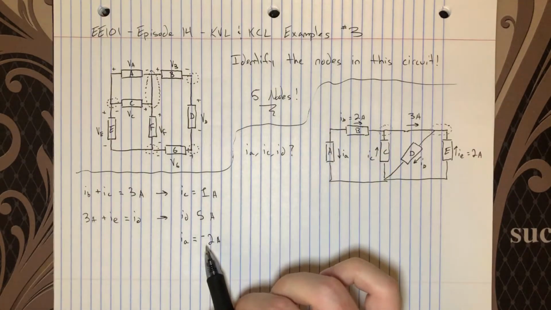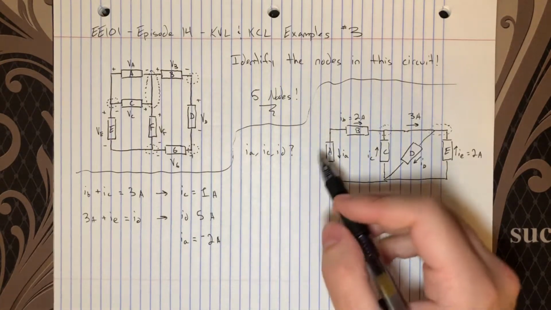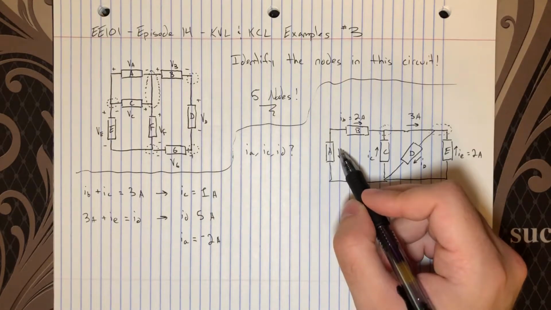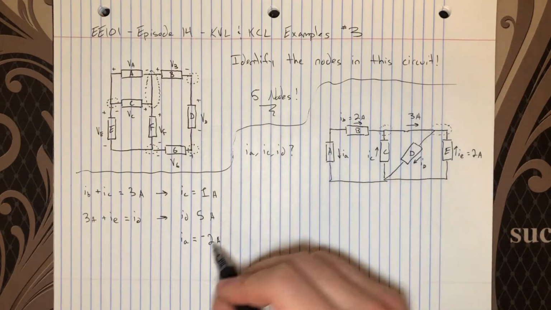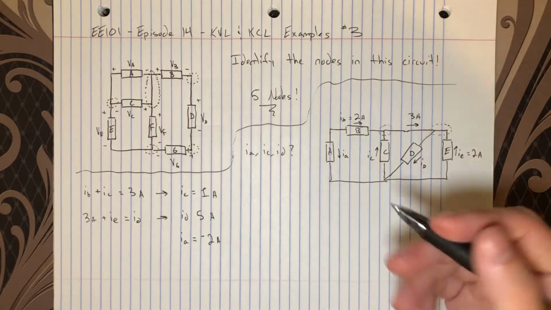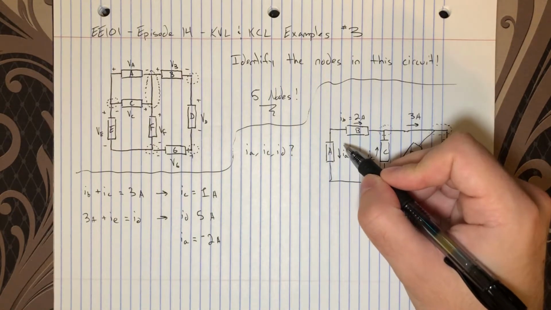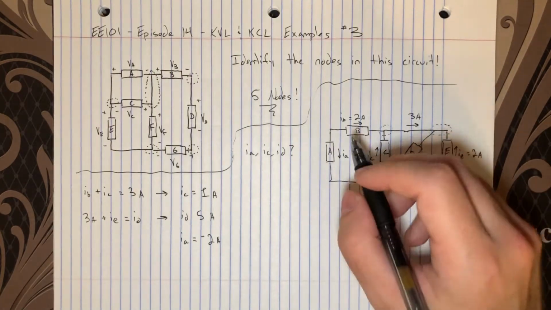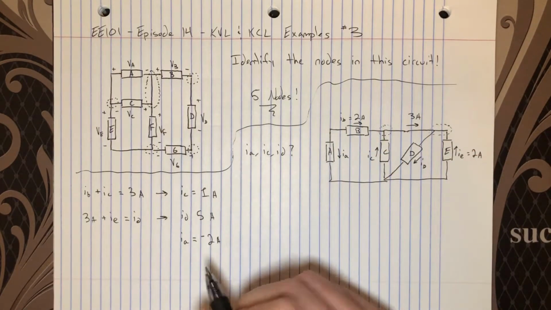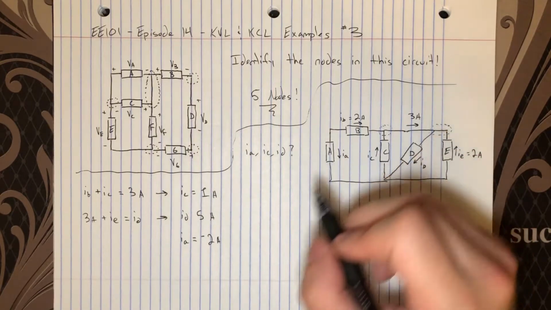And that negative just comes from the fact that the arrow drawn on this circuit is in the wrong direction. So it is 2 amps. It's just a question of what direction. If this arrow for IA were pointing upwards, matching the polarity of IB, then I would write positive 2. It's just because of this reference polarity that I have a negative 2.